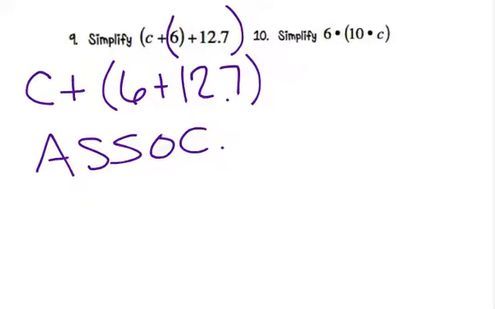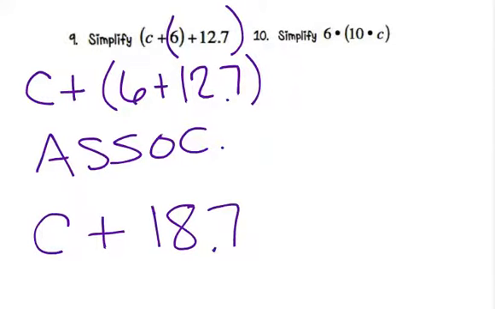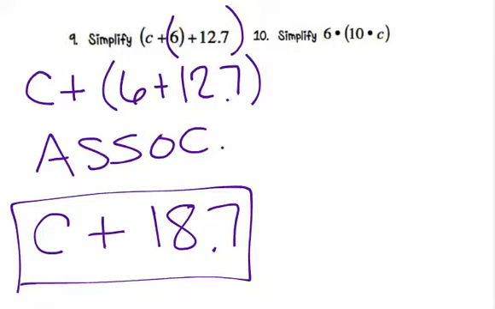Okay, and after doing that, we're good. Leave the C alone plus, and then 6 plus 12.7, 6 plus 12 would be 18.7. And that is the simplified answer. And the variable's in front, so you're good to go.